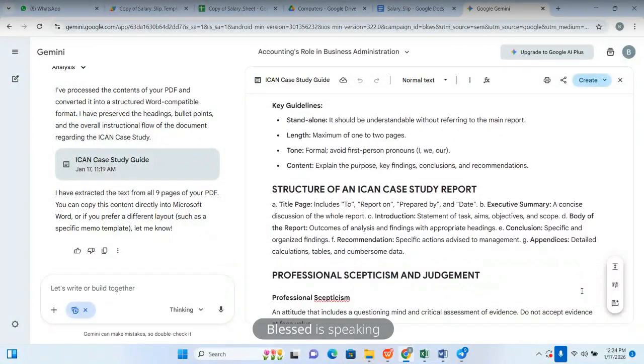So we have tone. It must be formal. Avoid first person pronouns: I, we, our. Note that it must be formal. Content: explain the purpose, key findings, conclusion, and recommendation. And as I said the other time, your introduction is going to explain the purpose.